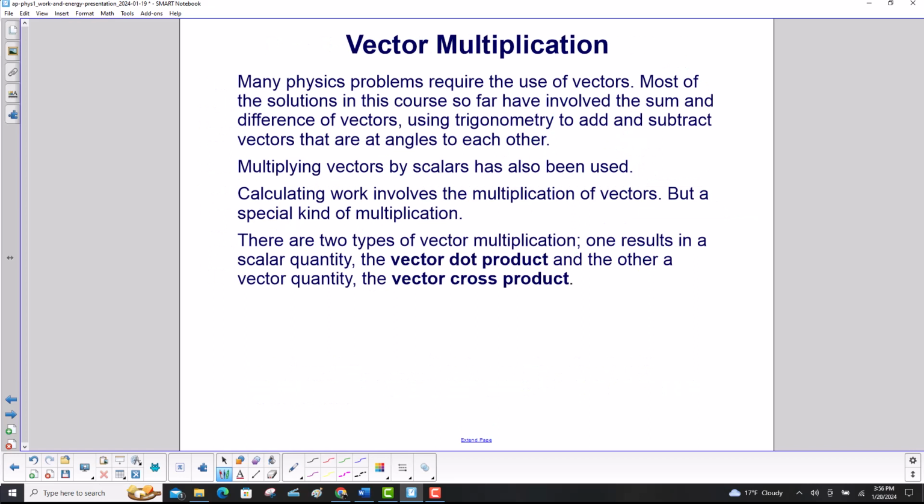Many physics problems require the use of vectors. Most of the solutions in this course so far have involved the sum and difference of vectors, using trigonometry to add and subtract vectors that are at angles to each other. Multiplying vectors by scalars has also been used. Calculating work involves the multiplication of vectors, but a special kind of multiplication. There are two types of vector multiplication. One results in a scalar quantity, like work, and that's the vector dot product, and the other a vector quantity, the vector cross product.